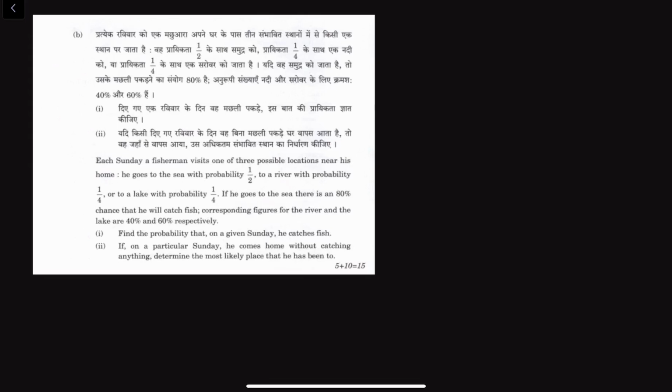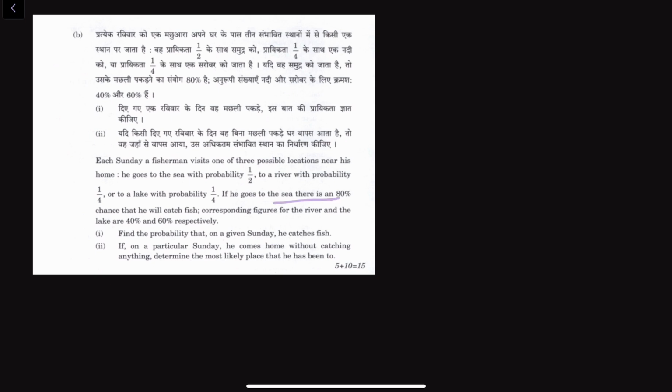In this video, I will be solving the second part of the second problem of UPSC Civil Services Mains 2022 Statistics Paper 1. So each Sunday, a fisherman visits one of three possible locations near his home. He goes to the sea with probability 1/2, he goes to the river with probability 1/4, and he goes to the lake with probability 1/4.